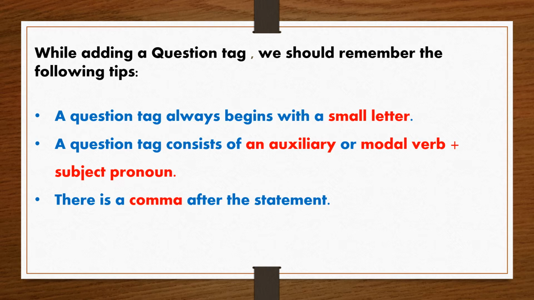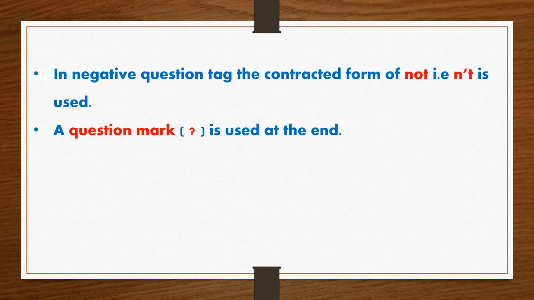A question tag always begins with a small letter. A question tag consists of an auxiliary or modal verb plus subject pronoun. There is a comma after the statement. In a negative question tag, the contracted form of not, that is, an apostrophe t, is used. A question mark is used at the end.